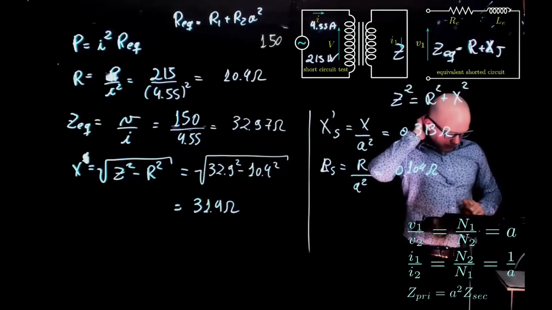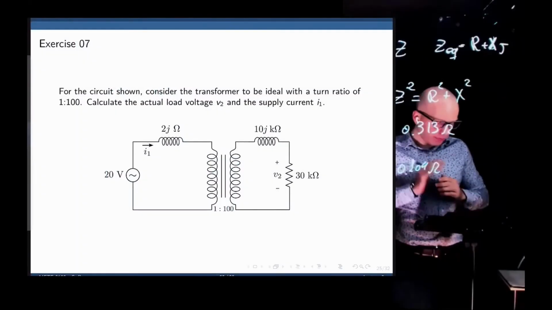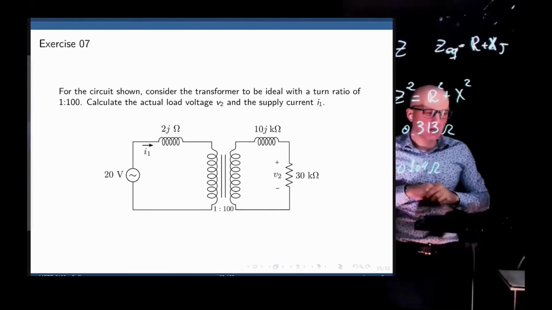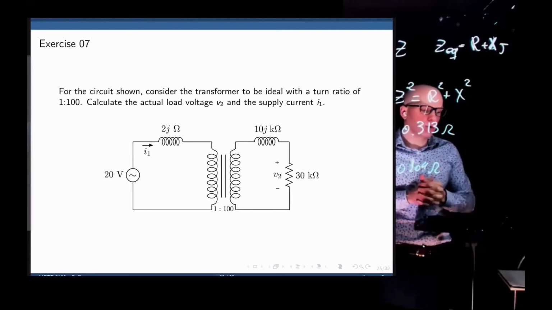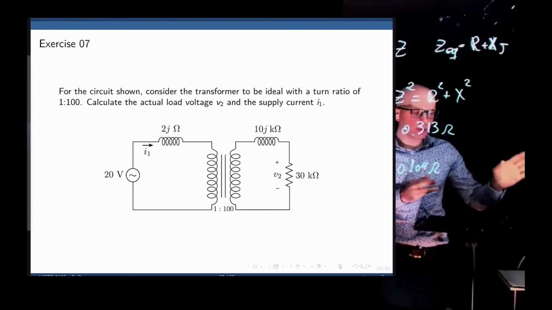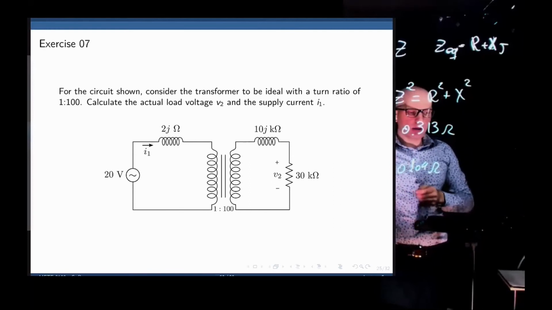Yes, sir. Okay. All right, so let's try exercise 7. For the circuit shown, consider the transformer to be ideal with a turn ratio of 1 to 100, so A equals 1 over 100. Calculate the actual load voltage V2 and the supply current I1. It's a simple question. What is the load voltage? The load is the 30 kilo-ohm resistance. And what is the voltage right there?